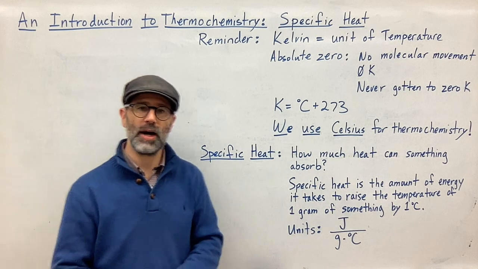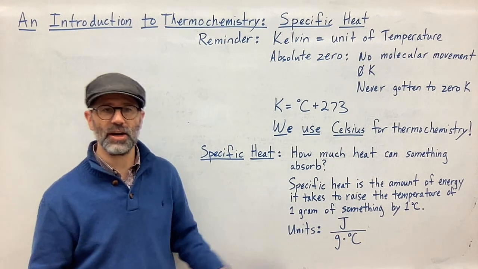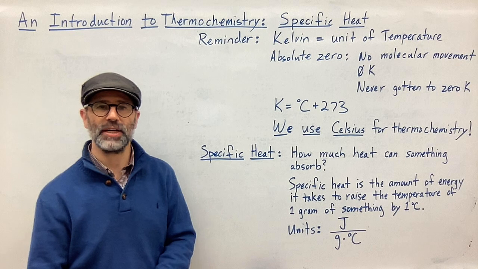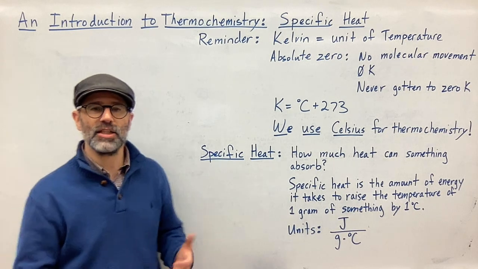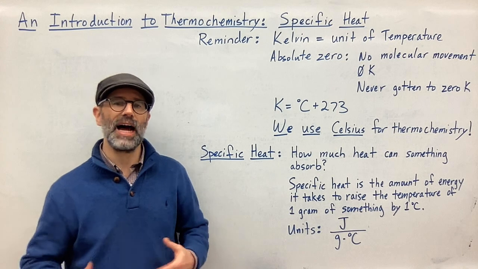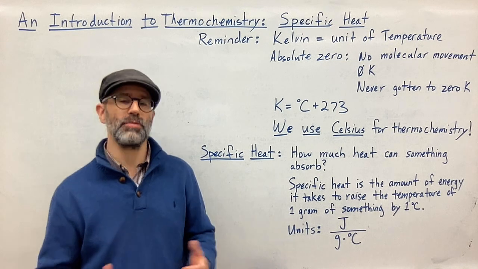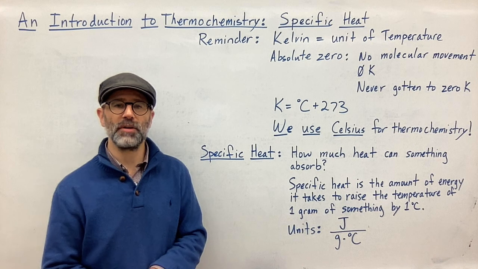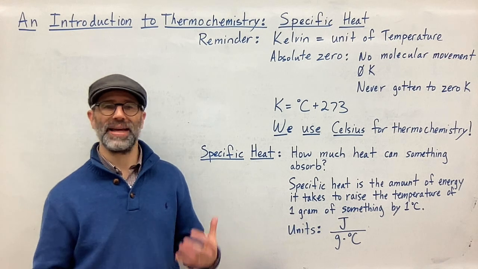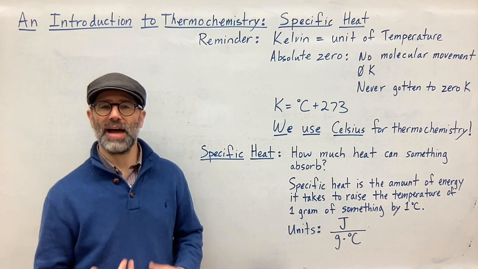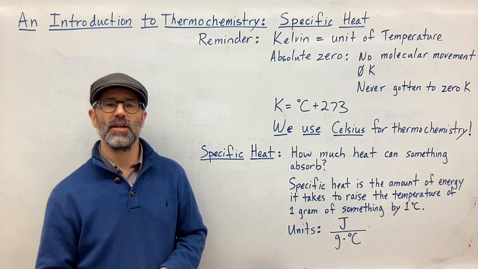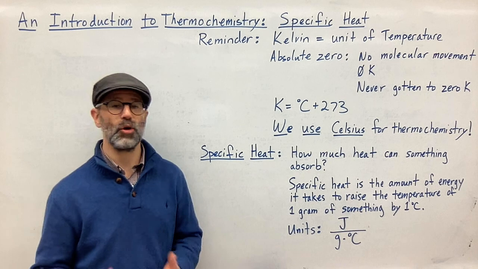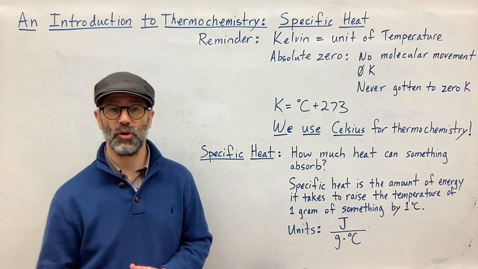Okay, let's move on. Now that we got the reminders out of the way, let's talk about specific heat. So specific heat is the question regarding how much heat something can absorb, right? Different substances are able to absorb different amounts of heat without raising their temperature very much. Some substances can't absorb a lot of heat without their temperature going up.